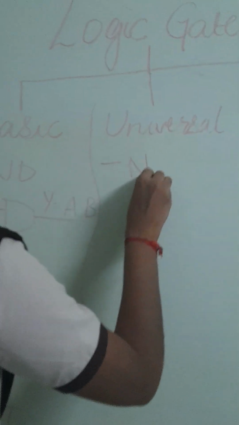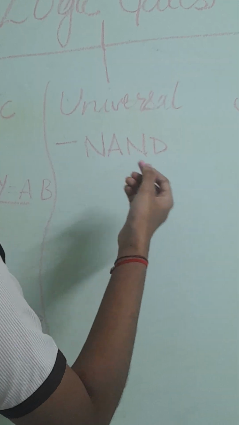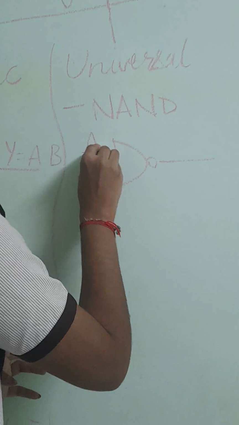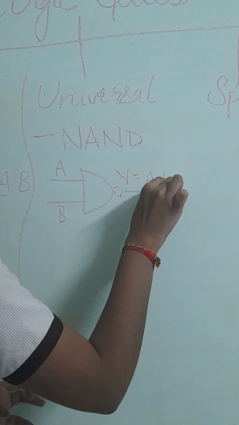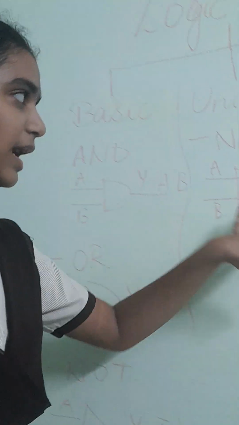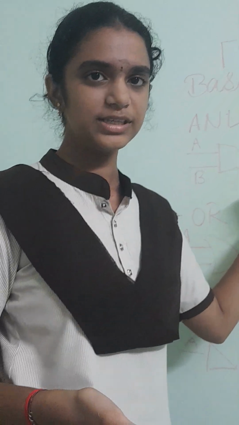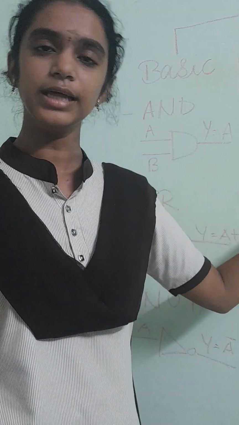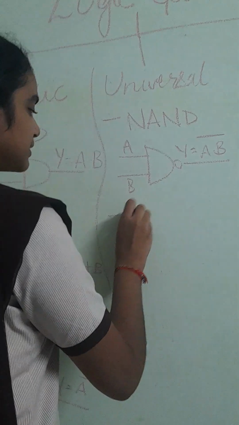The very first one is the NAND gate. The NAND gate is symbolized like this. So A and B are the inputs, and the output will be A into B whole bar. The NAND gate is quite opposite to the AND gate. As I told you, in the AND gate, if both the inputs are 1, the output is 1, and in all the other cases the output is 0. So here if both the inputs are 1, the output is 0, and in all the other cases the output is 1.